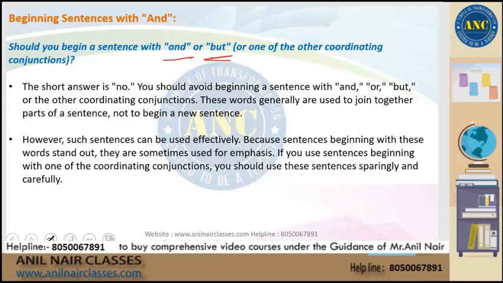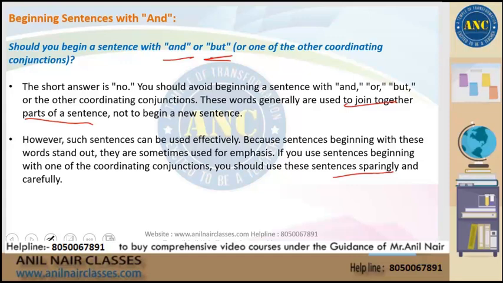You have to avoid doing that because these coordinating conjunctions only help to join together parts of sentences or two or more sentences. But in cases where you want to make more emphasis or create more impact on the statement, you may begin with them, right? But do so with very little usage. You should use those sentences very sparingly and carefully.